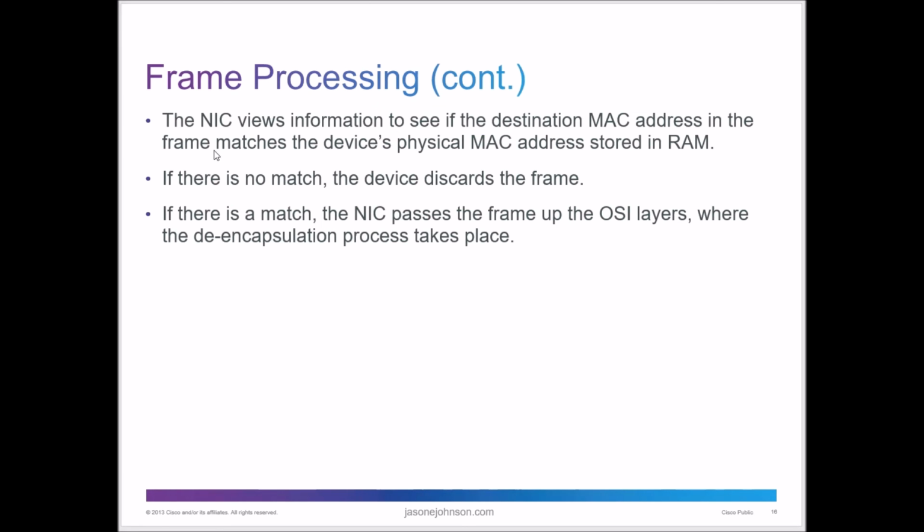So what happens is the network interface card, or NIC, looks at the information. It looks at the destination to see if it belongs to that card or not, and then it passes it on up the chain if it does belong to it, and it starts reading the rest of the frame. If not, it just discards it.